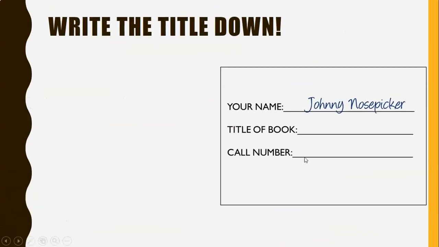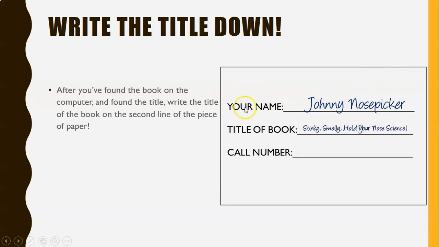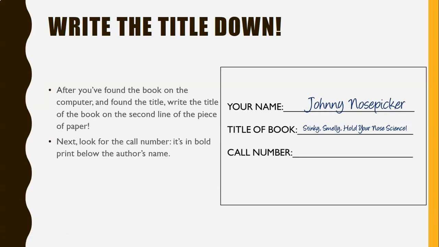So, now you've got your piece of paper here. You're going to write the title down, all right? So there's your name, Johnny Nosepicker. And after you found the book on the computer and found the title, write the title of the book on the second line of your piece of paper, okay? So the title of the book could be Stinky, Smelly, Hold Your Nose Science, okay? And then underneath that, you're going to look at the call number on the computer. It's in bold print below the author's name. I'm about to show you some examples, don't worry. And you'll write the call number down.